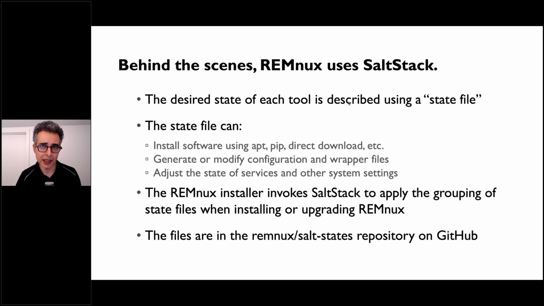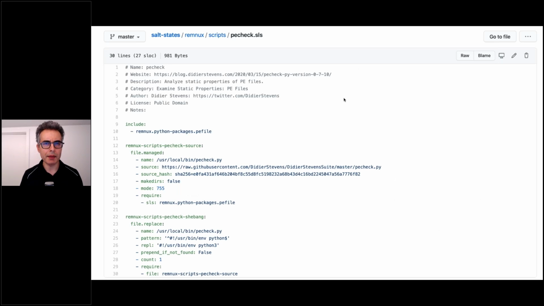And all these state files, in case you're wondering, they're on the GitHub repository that exists for REMnux. Look it up if you're curious what actually happens behind the scenes. You can find the REMnux GitHub repository, and I'm talking about the files that you will find in the salt-states repo on GitHub. And here is an example of a state file that you will find on GitHub if you care to look. This one describes how SaltStack should install a tool called PEcheck.